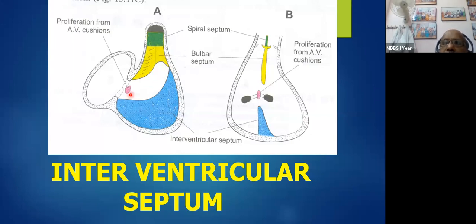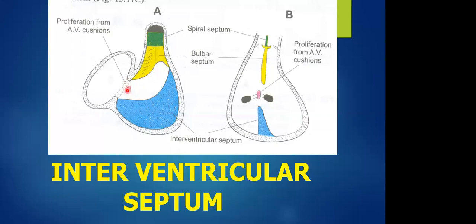If you take your interventricular septum, it is divided into a muscular part and a membranous part. The muscular part is the larger one, the membranous part is the smaller one. So that is your interventricular septum. How that membranous part is formed, we will see. What is formed already is the muscular part. So the lower part of the interventricular septum is muscular. Now you see this. What is this?